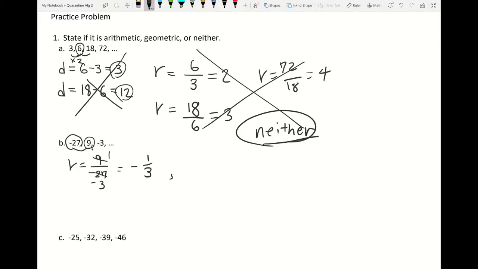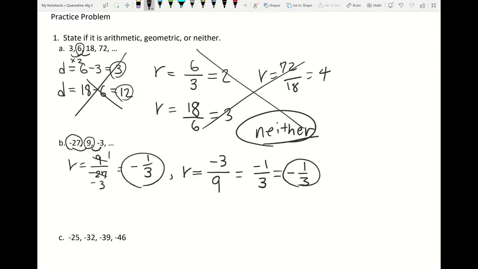Now let's check the next pair. Negative 3 divided by the previous number, 9. And if you reduce, it's negative 1/3. Now we know that they are the same, so we can safely conclude that this is a geometric sequence.